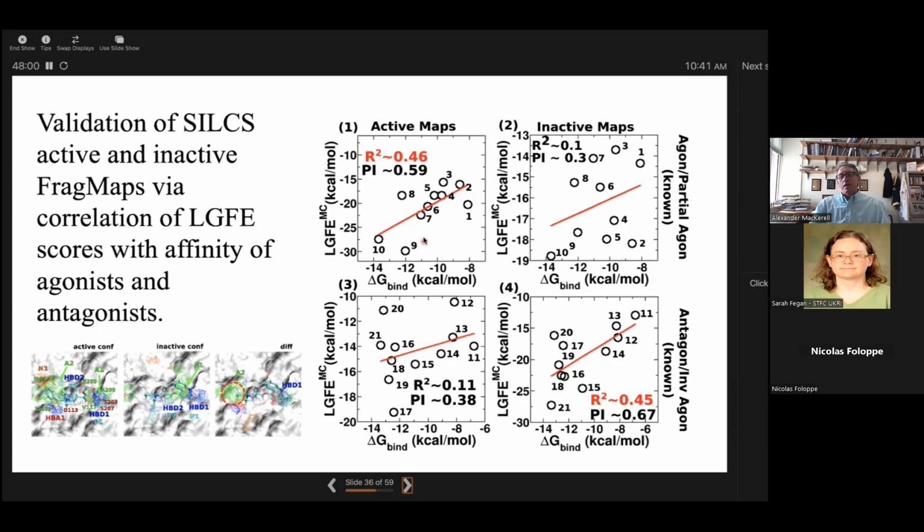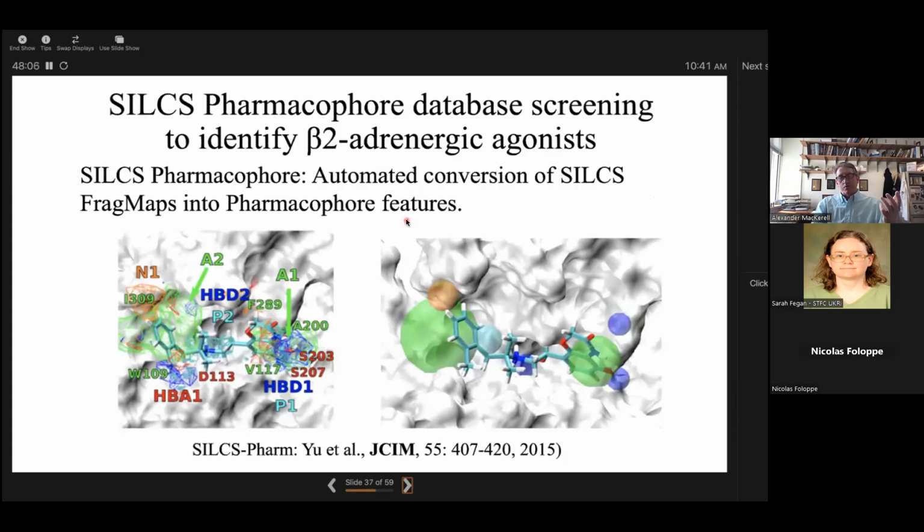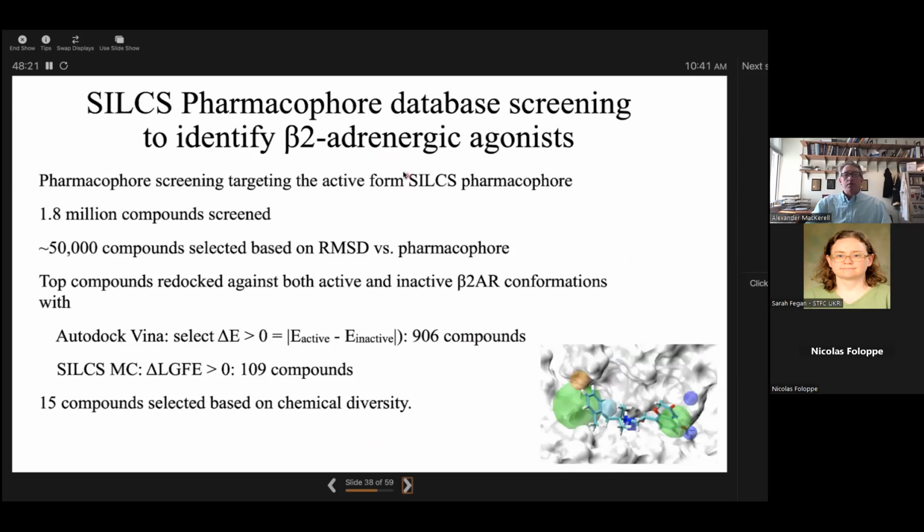So this is going to facilitate using this sort of information content for the rational selection of compounds which are agonists. So what we've done is we've now taken the FragMaps from the active form. We've converted them to pharmacophores. We've got an automated method to do this. We then took these pharmacophores and used them for screening through large databases. Obviously, pharmacophore screening is very fast. We've got Enamine set up for hundreds of millions of compounds with multiple conformations. We can do our pharmacophore screening based on RMSD.